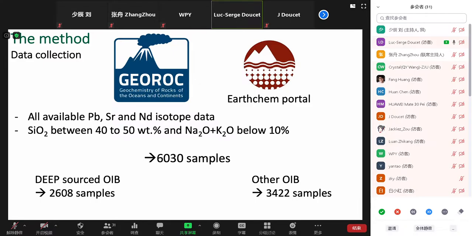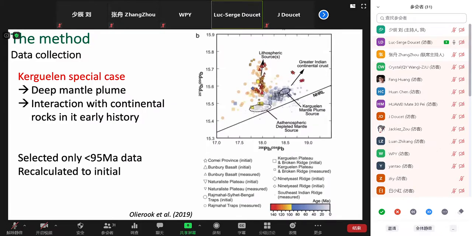With that, we end up with 6,030 samples, and just selecting from our criteria, we have the deep-sourced OIB and the other OIB. We have a quite significant number of rocks. But once you have that, you need to be very careful with what you're doing. For example, Kerguelen is one of the deep plumes. The problem with Kerguelen is that we have interaction with continental rocks in its early history, because Kerguelen is known to be the plume that broke up Gondwana.